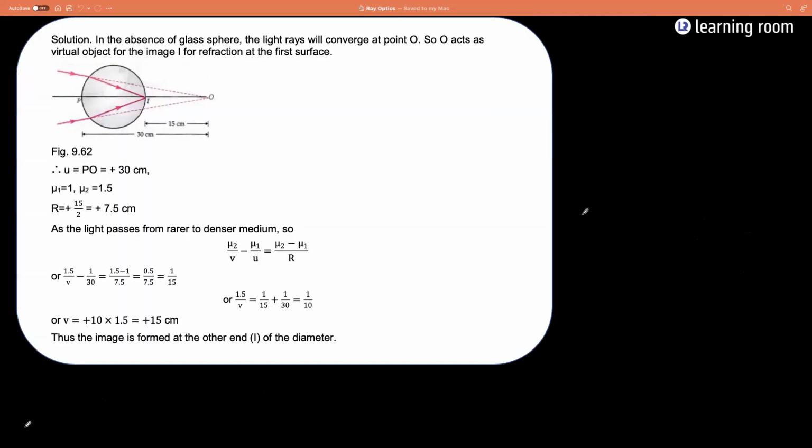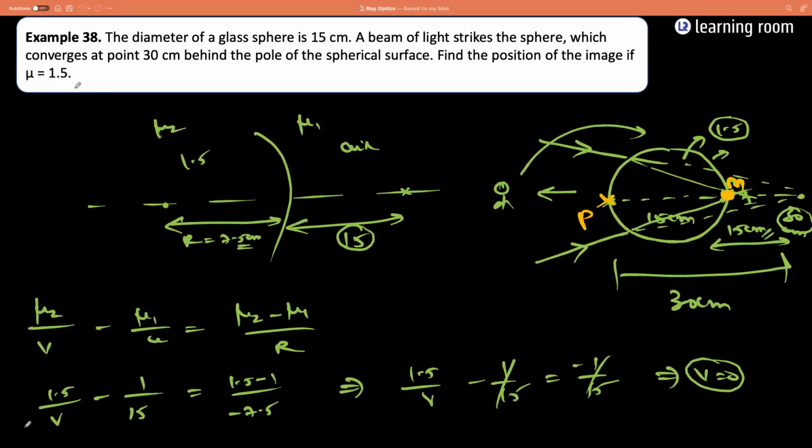In the solution, it is solved in a different way. They took everything with respect to the first. It will confuse you, but I hope this method is clear. Did you understand what happened? So it's the same logic throughout this chapter. What do we need to do? The image formed by one will act as the object for the other.